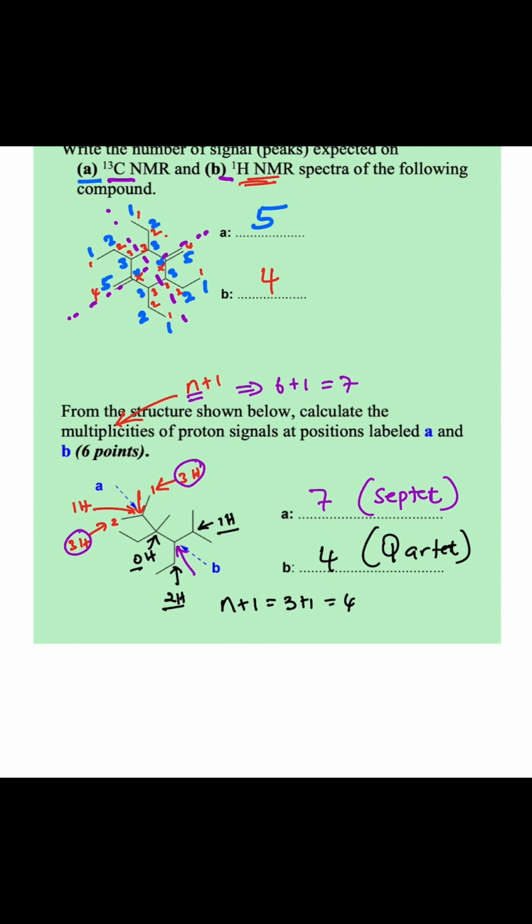The intensity of a quartet is 1 to 3 to 3 to 1, and you get that from the Pascal triangle. So that means when you split that peak, the first one, the height will be 1, and then the next one will be 3, and then 3, and then 1.